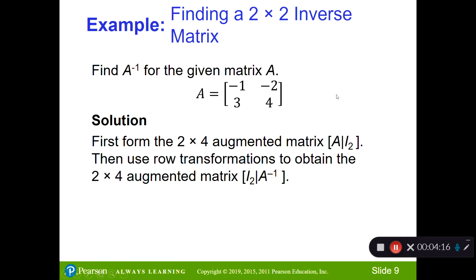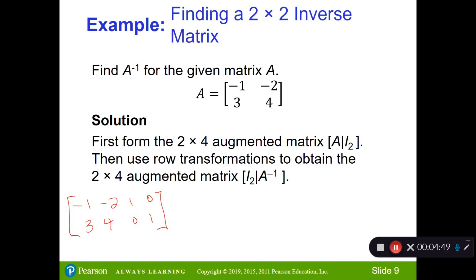Okay, so how do we find the inverse? What we're going to do is create an augmented matrix. We're going to start with this matrix here, negative 1, negative 2, and 3, 4, and we're going to add on the identity matrix at the end. Same dimensions. Now through row transformations, we're going to make this side look like the identity, and whatever happens over here is going to end up being our inverse.